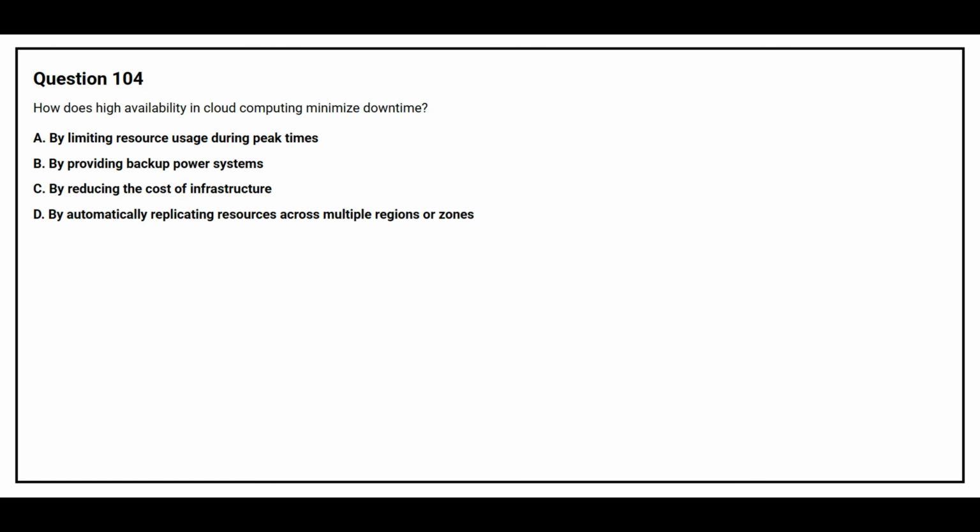Question number 104. How does high availability in cloud computing minimize downtime? Option A, by limiting resource usage during peak times. Option B, by providing backup power systems. Option C, by reducing the cost of infrastructure. Option D, by automatically replicating resources across multiple regions or zones. The correct answer is option D, by automatically replicating resources across multiple regions or zones.